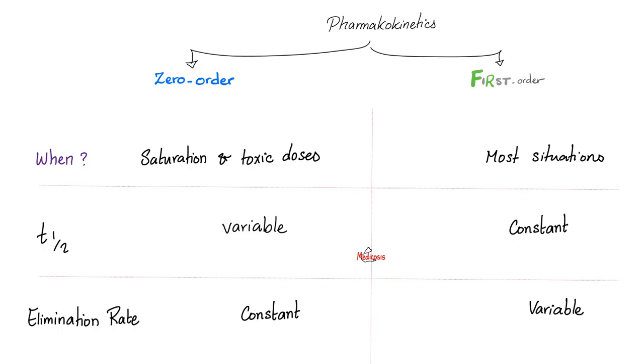Pharmacokinetics. Elimination is either zero order versus first order. Zero order only happens when everything is saturated. This is for toxic doses. But first order is most medication. This is mediocre. This is extreme. Zero order, T half is variable. First order, the half-life is constant. The elimination rate is the other way around.